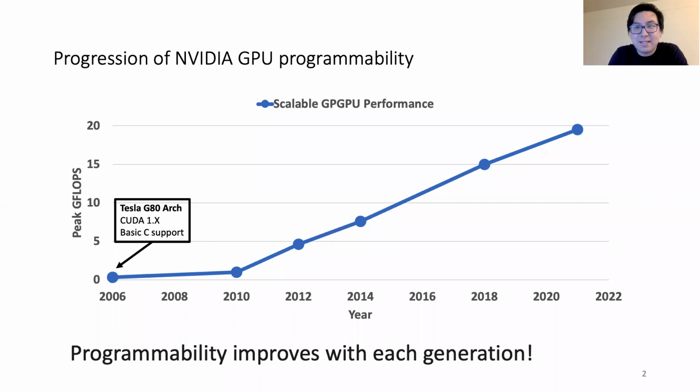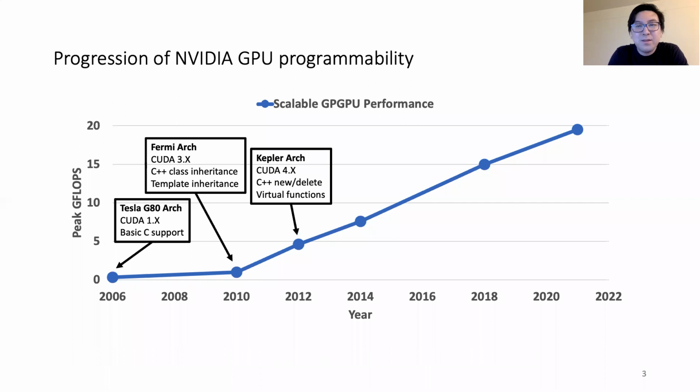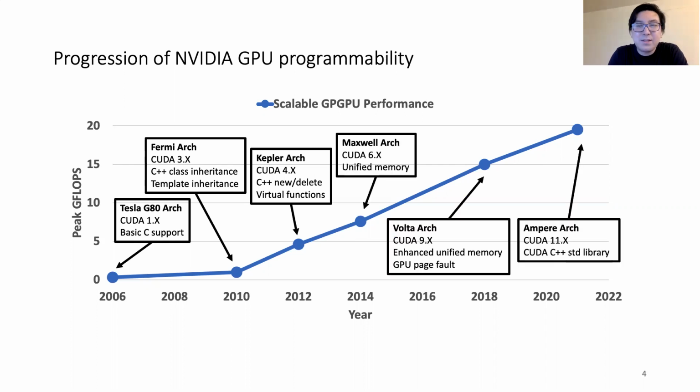GPU programmability has improved with each new generation. At its inception in 2006, CUDA began by supporting a subset of the C programming language. In the years and CUDA versions that followed, C++ language concepts such as inheritance, dynamic memory allocation, and polymorphism began to be supported. Since CUDA 6, a unified virtual memory space between the CPU and GPU has been supported.